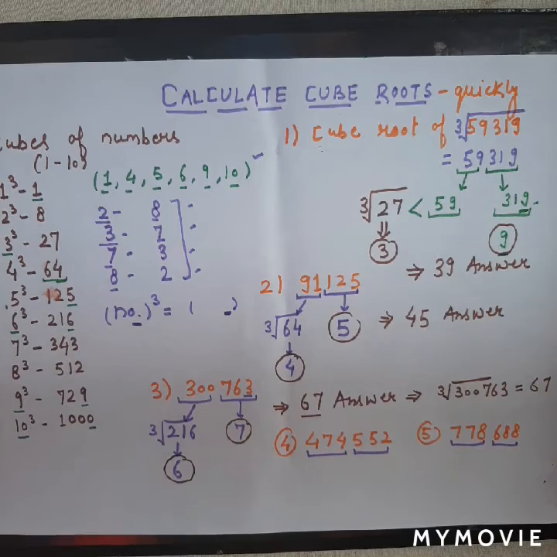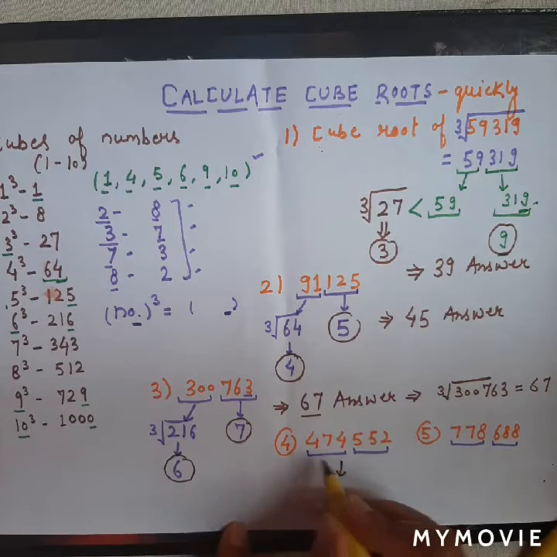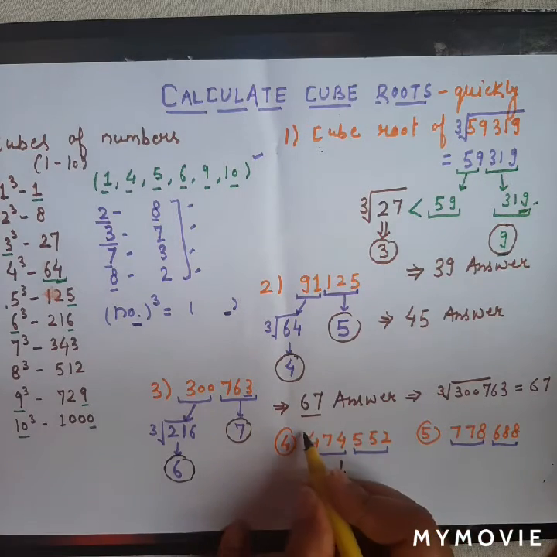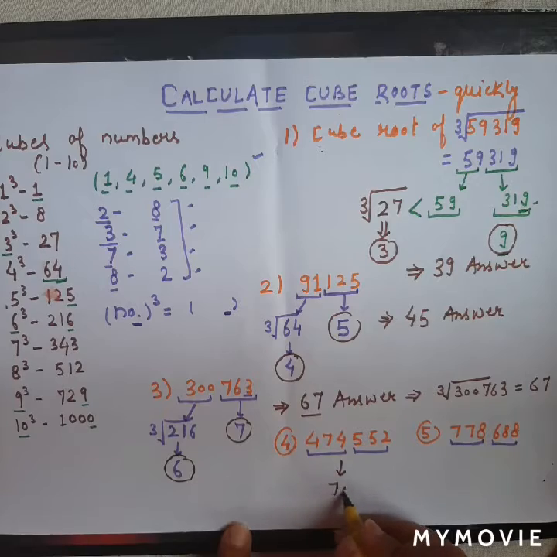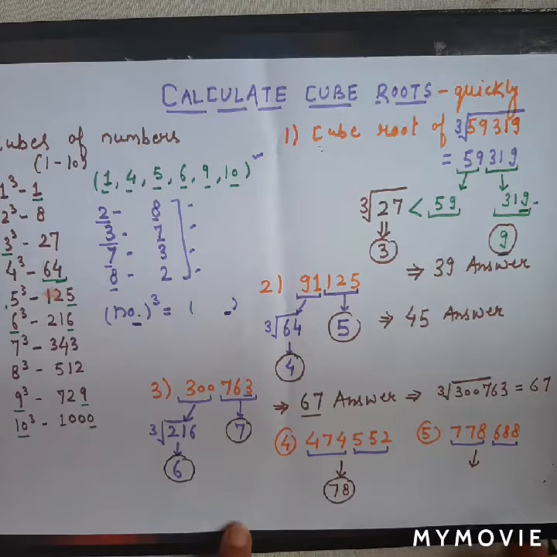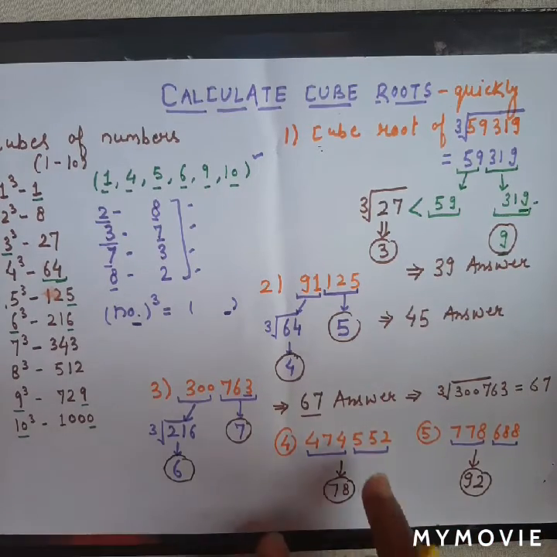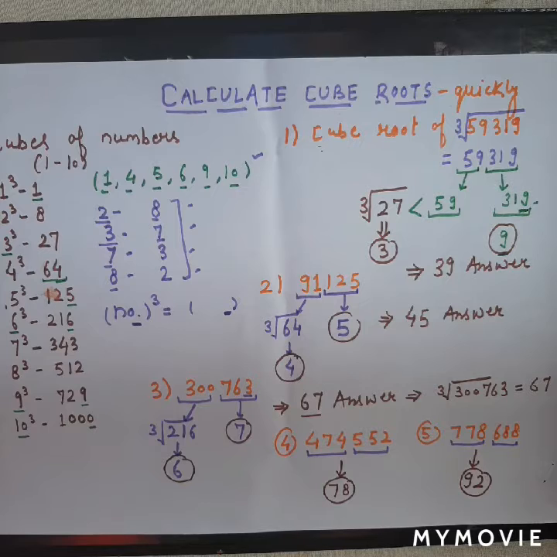Fine. And I'm going to write simply the answer of these numbers. The cube root of this number is equal to 78, and the cube root of this number is equal to 92. Fine. And these are the questions which I would like to give you for exercise, so that you can practice this technique and find the cube roots of the numbers by yourself.